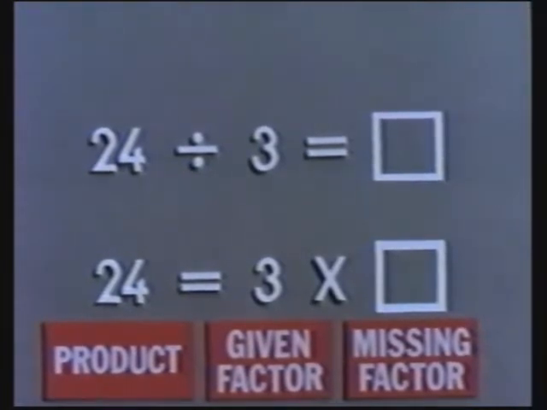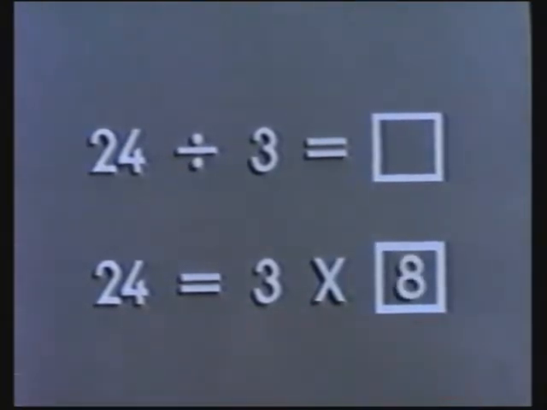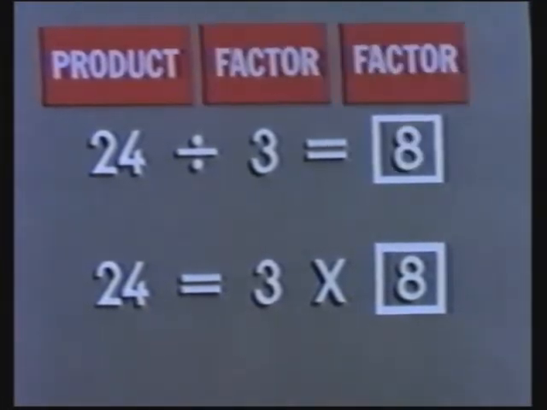She thought, 24 divided by 3 is the missing factor in the problem 24 equals 3 times something. And 8 is the missing factor. So 24 divided by 3 is 8. Lola knew all these things, so she wasn't a dumb ox, really.